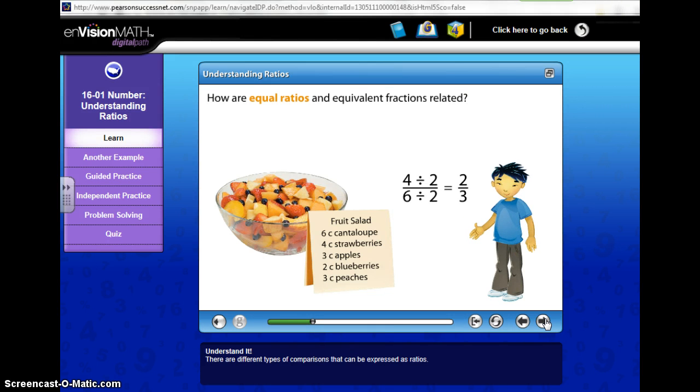How are equal ratios and equal fractions related? Well, actually, an equal ratio and an equal fraction is the same thing. If we're trying to make a ratio that's equal to 4/6, you guys know how to simplify and make equal fractions, so that's not going to be a problem for you.